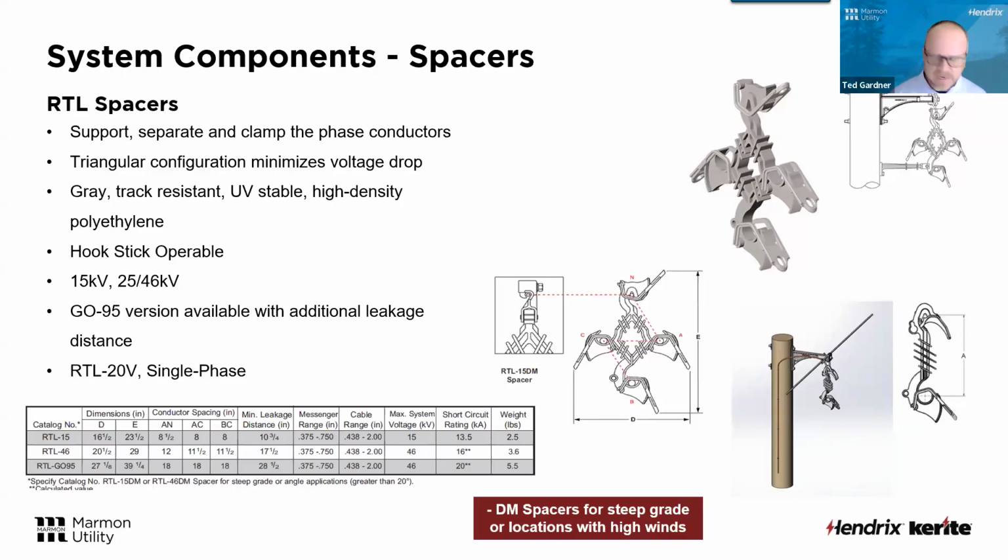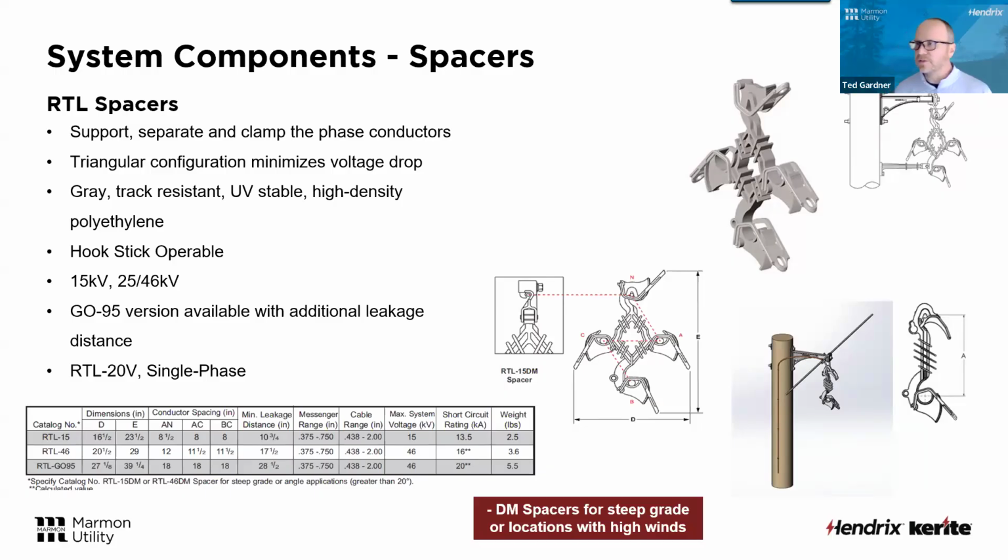We also have a Geo 95 version, which is a standard that's used primarily out west, and that's just another size up. So the phase-to-phase spacing on those is going to be about 18 inches, and then we make one size for our single phase spacer, which is our RTL 20. That's going to be good for 20 kV from phase to ground, which is good all the way up to a 35 kV system. So a lot of these tables and dimensions that you see here are taken right out of our catalog literature and our cut sheets.